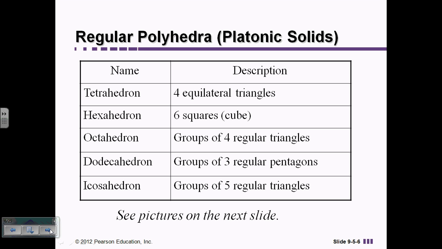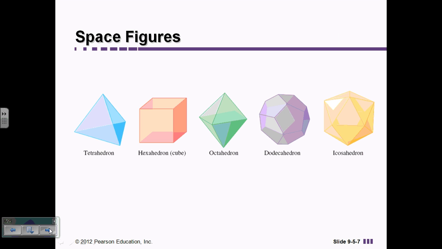A hexahedron, which is also known as a cube. An octahedron, which is made up of groups of 4 regular triangles, and regular means that all the sides and all the angles are the same. A dodecahedron, which is made up of groups of 3 regular pentagons. And then an icosahedron, which is made up of 5 regular triangles.